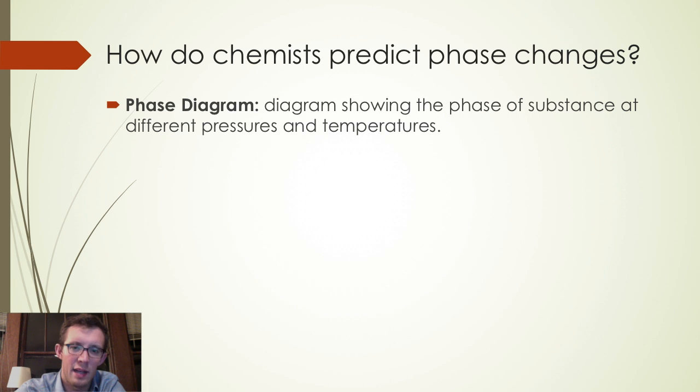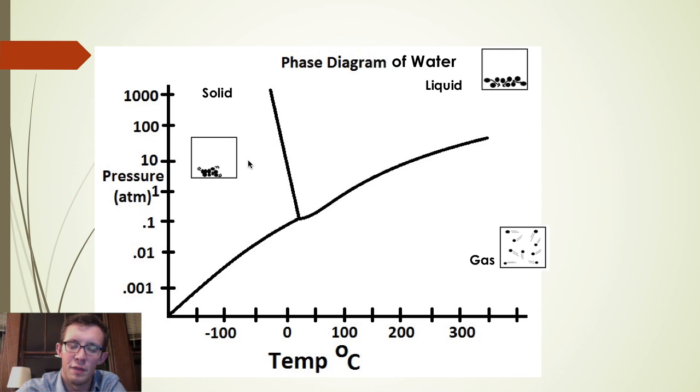Now, to keep track of the phase that a substance will be in at any given set of conditions, scientists will use something called a phase diagram, which is a diagram that shows the different phases of a substance. So for instance, the phase diagram of the substance water shows the phases that water will be in at all of the different temperatures and pressures that chemists might subject the water molecules to.